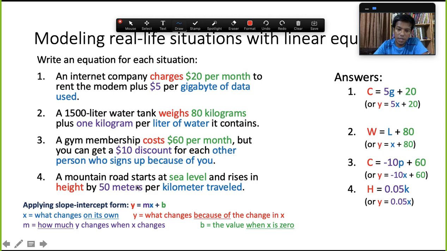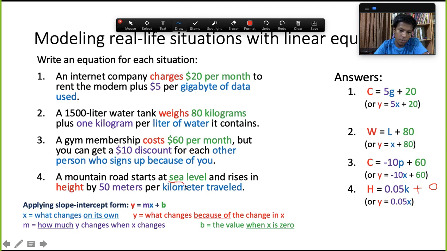A mountain road starts at sea level and rises a height by 50 meters per kilometer traveled. So what about that? How can we make this equation? So you see, this is 50 meters per kilometer. So that's why 0.05k, because we have to convert this 50 meter to kilometer. So 50 divided by 1000, this gives us this value. And at sea level, that's why actually here we have plus 0. Sea level means 0. That means we start at 0.